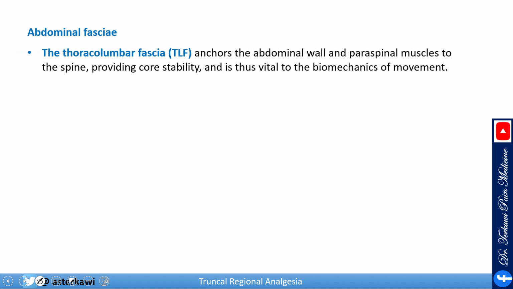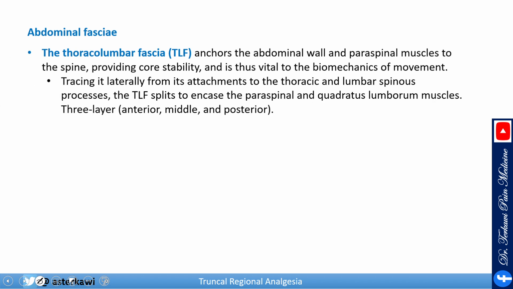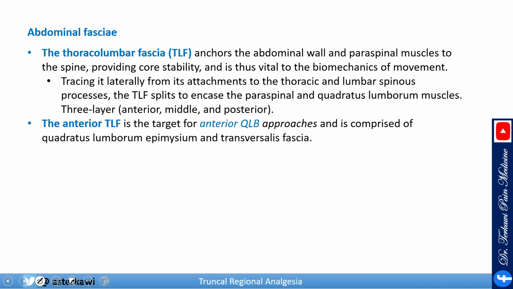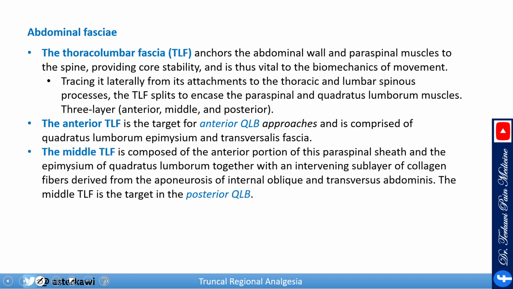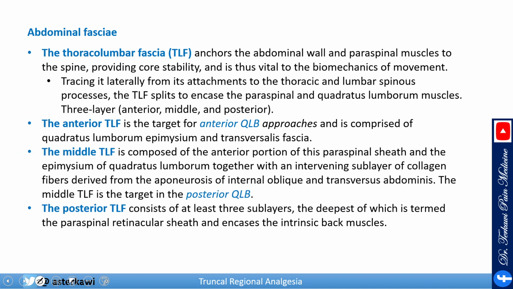When it comes to the abdomen, we have the thoracolumbar fascia, which anchors the abdominal wall and paraspinal muscle to the spine and provides core stability. It is divided into anterior, middle, and posterior thoracolumbar fascia, which are important landmarks and concepts when we are doing specifically the quadratus lumborum block.